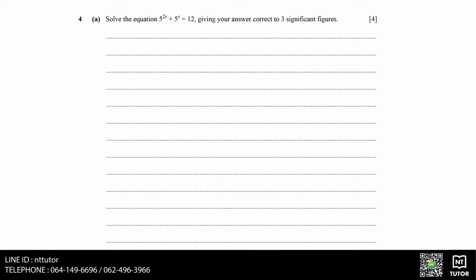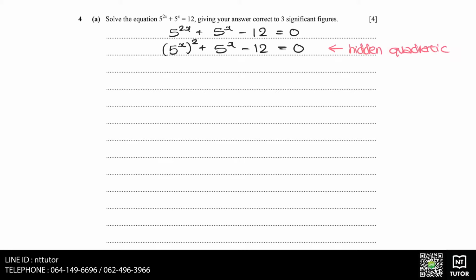A. Solve the equation 5 to the power of 2x plus 5 to the power of x equals 12, giving your answer correct to 3 significant figures. If you move all the terms in that expression to one side, notice that 5 to the power of 2x is just 5 to the power of x, squared. So what we have here is a hidden quadratic, and we can solve it just like a quadratic.